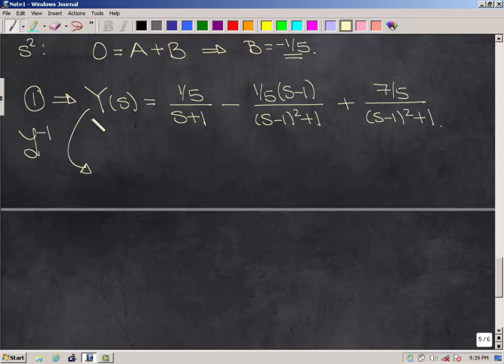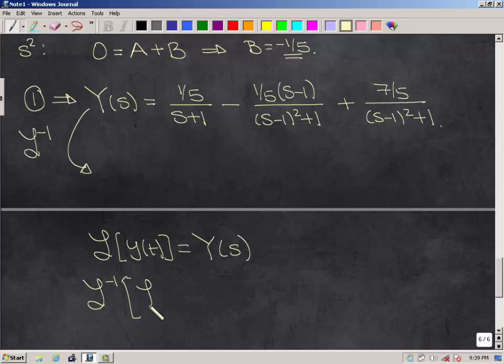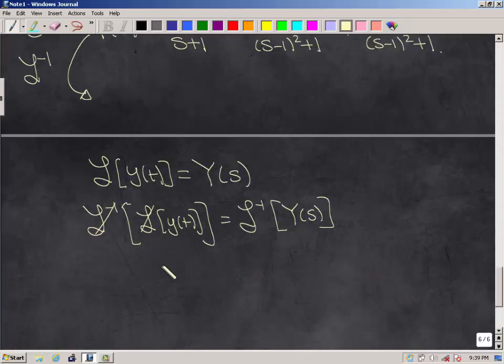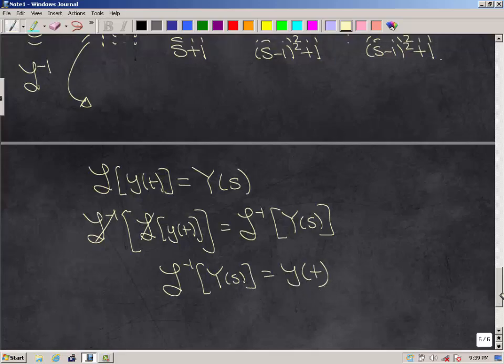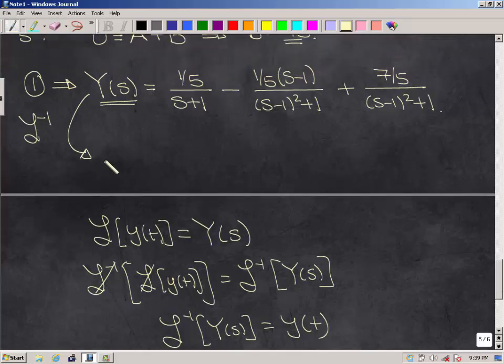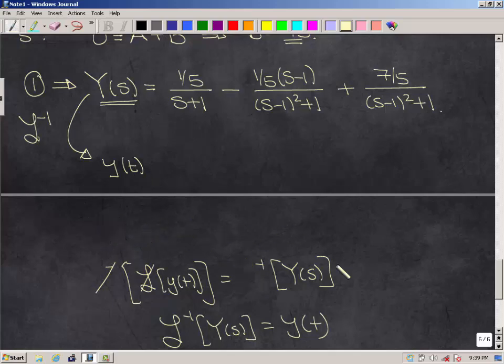Okay. When you take the inverse Laplace, remember Laplace of little y of t, I told you earlier, was what? Big Y of s. If I take inverses on both sides, these will negate each other. So what do we get? The inverse Laplace of big Y of s is going to be little y of t. So when I take the inverse Laplace of this, I should just end up with little y of t. Okay, so that's what we have.